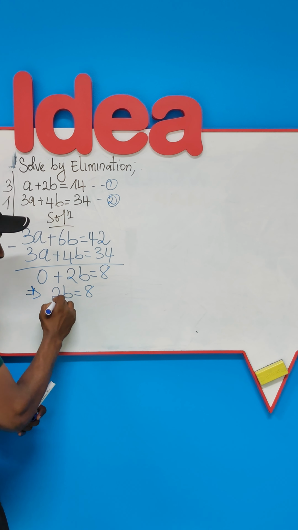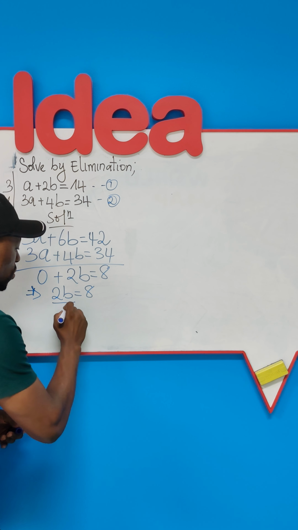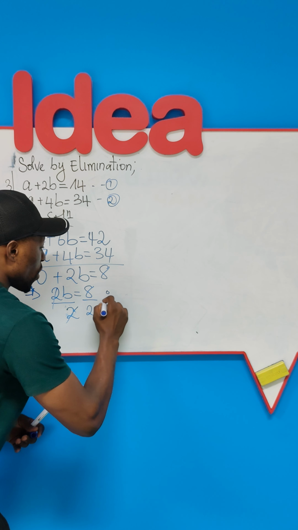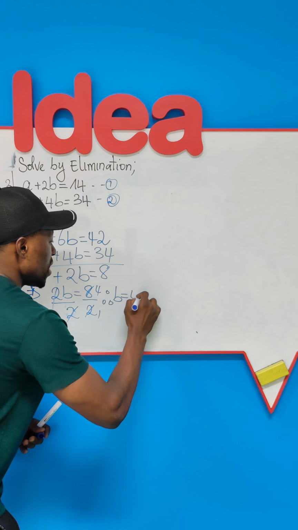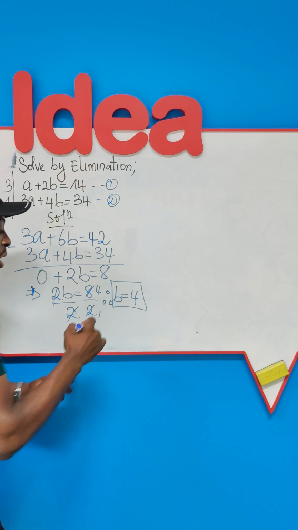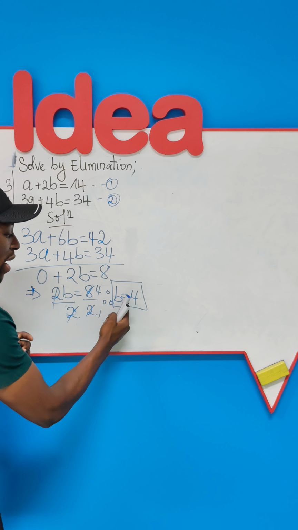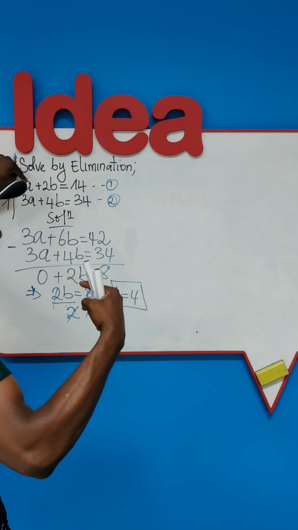How do I find b from here? Divide both sides of the equation by 2. So therefore, 2b divided by 2 is b, and 8 divided by 2 is 4. So b is equal to 4. What do I do with this value of b? I use the value of b to find a, which I had eliminated from the start.